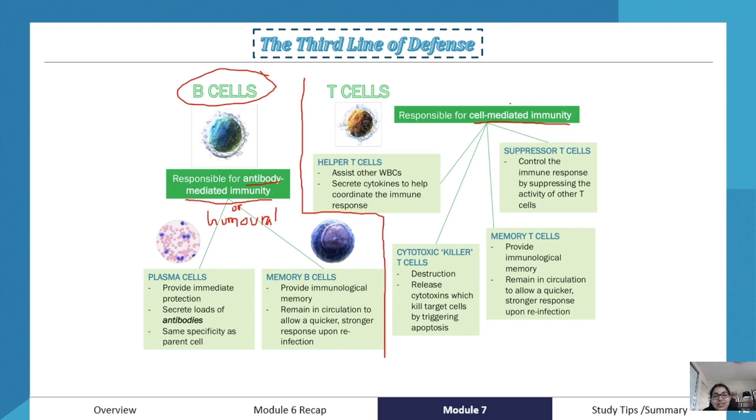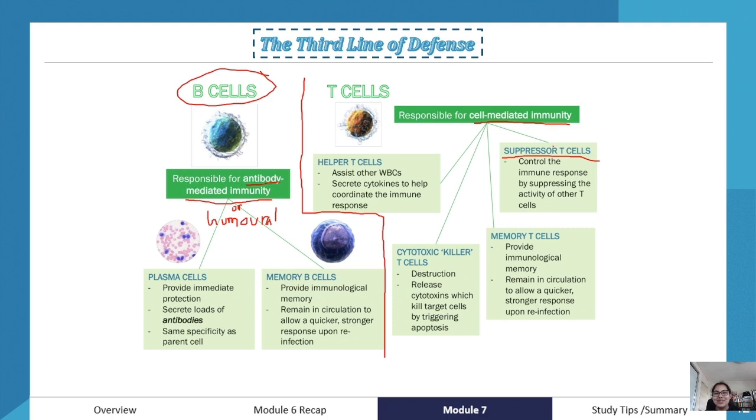Then we've got the suppressor T cell. What the suppressor T cell does, as you can see in the name, is control the immune response by controlling and suppressing the activity of the other T cells, most importantly the cytotoxic killer T cell. It tells the cytotoxic killer T cell to suppress its activity. Like, mate, you can't go ahead and kill all the cells. I like to think of the suppressor T cells as the best friend to the cytotoxic killer T cells that always gives you that balance. Like, hey, you can't go overboard.